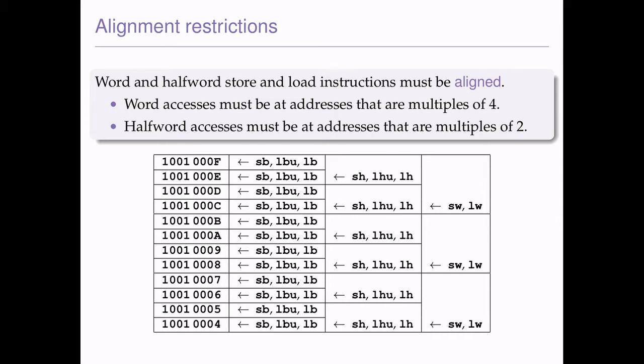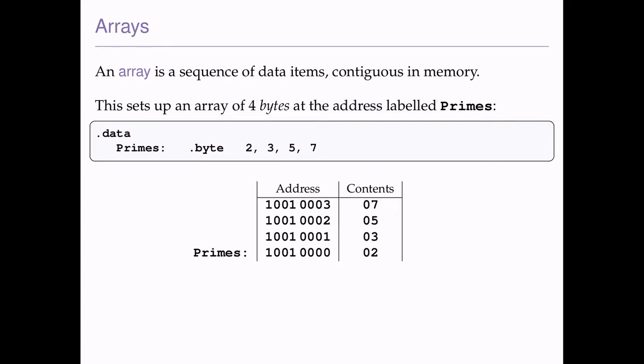So with that in mind, let's have a little think about how we might store arrays. An array is a sequence of items contiguous in memory. Now, what does that mean? Well, contiguous means to be next to each other. So, next to each other, they have to be stored in a row in memory.